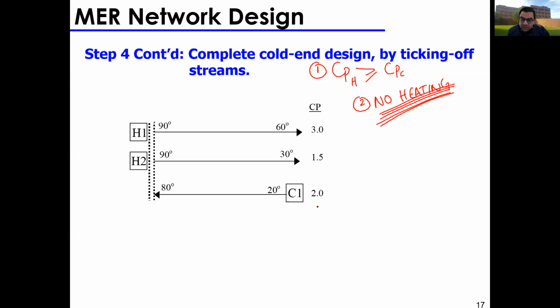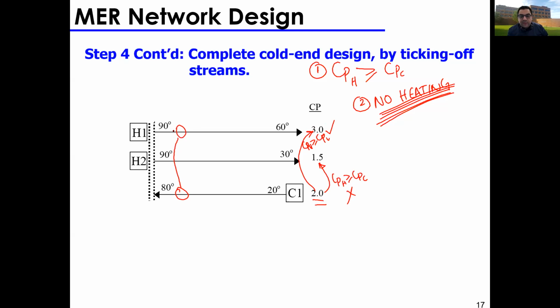So below the pinch, I need to connect them such that CP hot is greater than CP cold. So I start with C1, I compare it to the first, H1. Is CP hot greater than CP cold? No, so this doesn't work. I'm going to compare it to this one. CP hot greater than or equal to CP cold? Yes, so this connection is valid. So I'll just draw a heat exchanger from here. And of course, you draw a straight line.